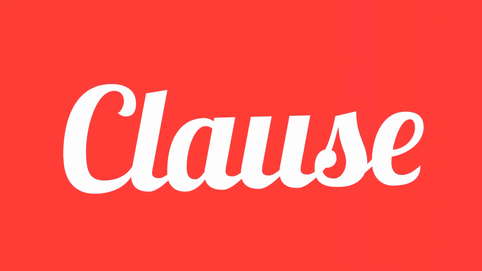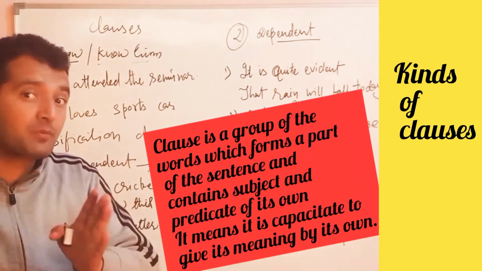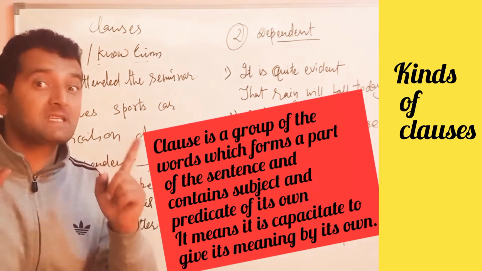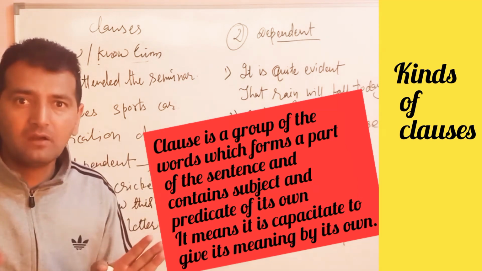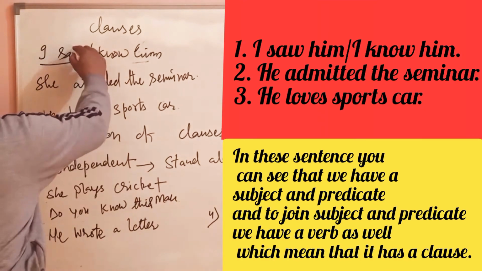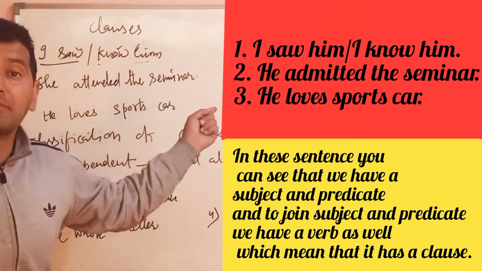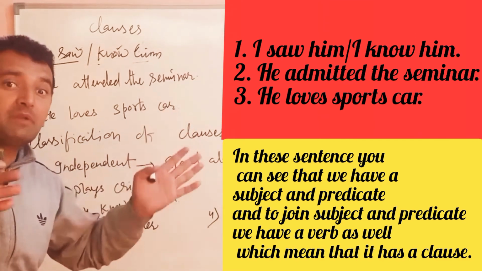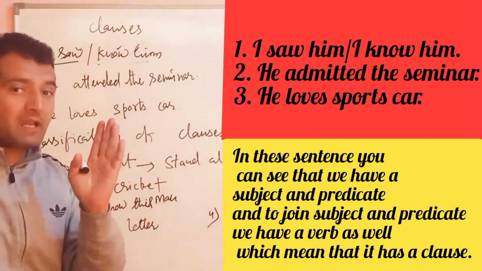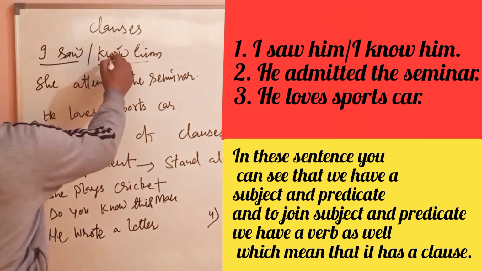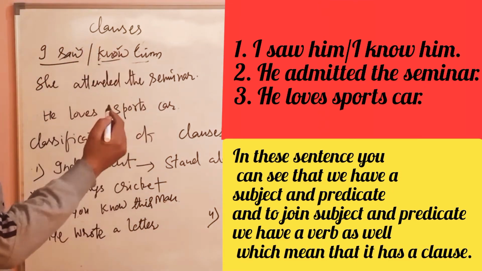The clause is a group of words which forms a part of a sentence and contains a subject and a predicate. It has the capacity to give its meaning on its own. See, "I saw and knew him": we have a subject and a predicate, and to connect them we will also have a verb, of course, "saw" or "knew."